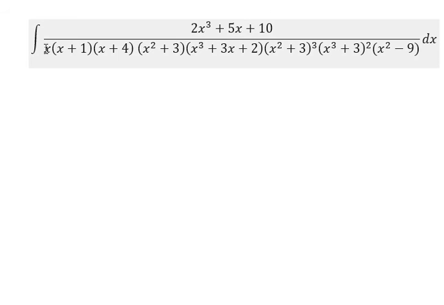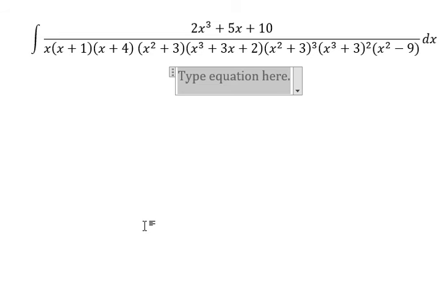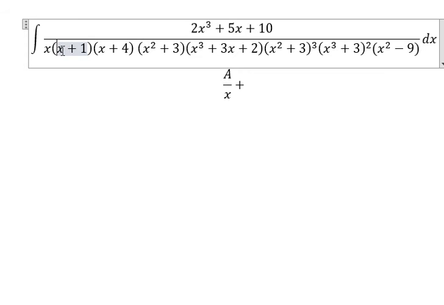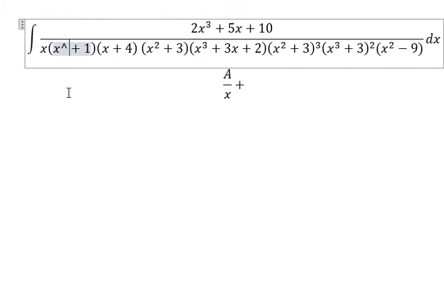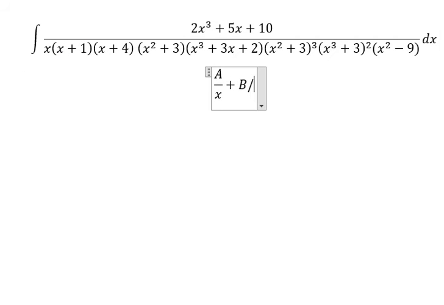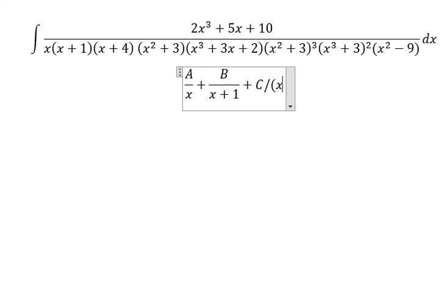If we look carefully at factor number 1, we have s. This is so basic, we just put capital A over s. Now let's go to the next factor. We have s plus 1. We know s is to the power of 1, so this is a single power. In this situation, if you see a single power like this, you just put B over s plus 1. Similar for this one, and you put C over s plus 4.